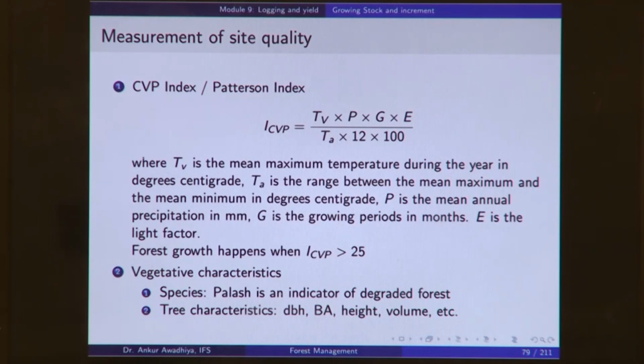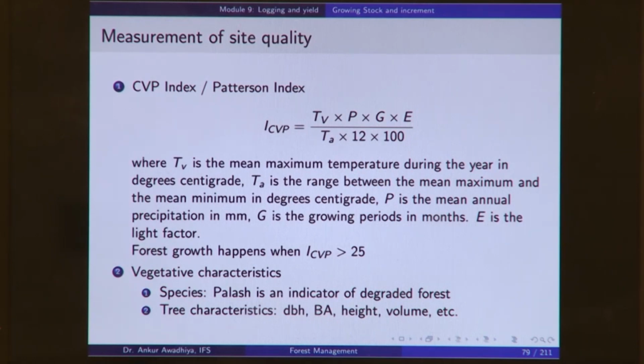Another is through the use of vegetative characteristics. If you go to a forest area and see that it is full of palash trees, you can conclude that because palash is an indicator of a degraded forest, this forest does not have a good site quality. If it had a good site quality, it would probably have been able to support species other than palash. Where nothing grows, we generally see palash growing. So, if you only see palash, it means that the site is not capable enough of supporting other vegetation.